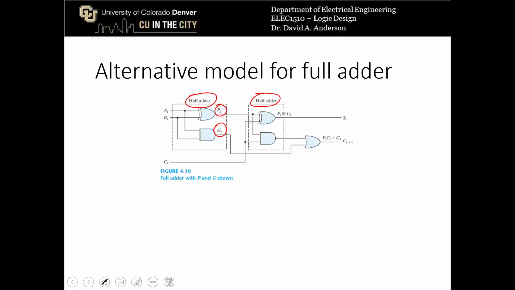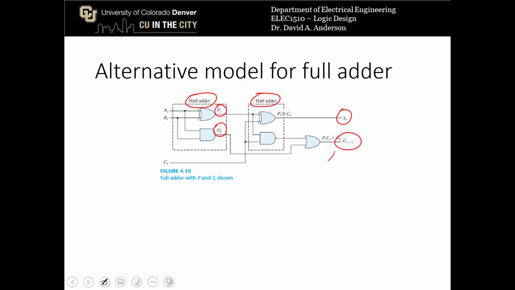The sum for each full adder and the carry out for each full adder can be written as a combination of P sub I, C sub I, and G sub I, which are the carry propagation, the carry generation, and the carry in for each stage. The index I, used here as a subscript, just denotes which number full adder you're using. You can use full adder 0, 1, 2, 3, depending on how many bits you have in your adder circuitry.